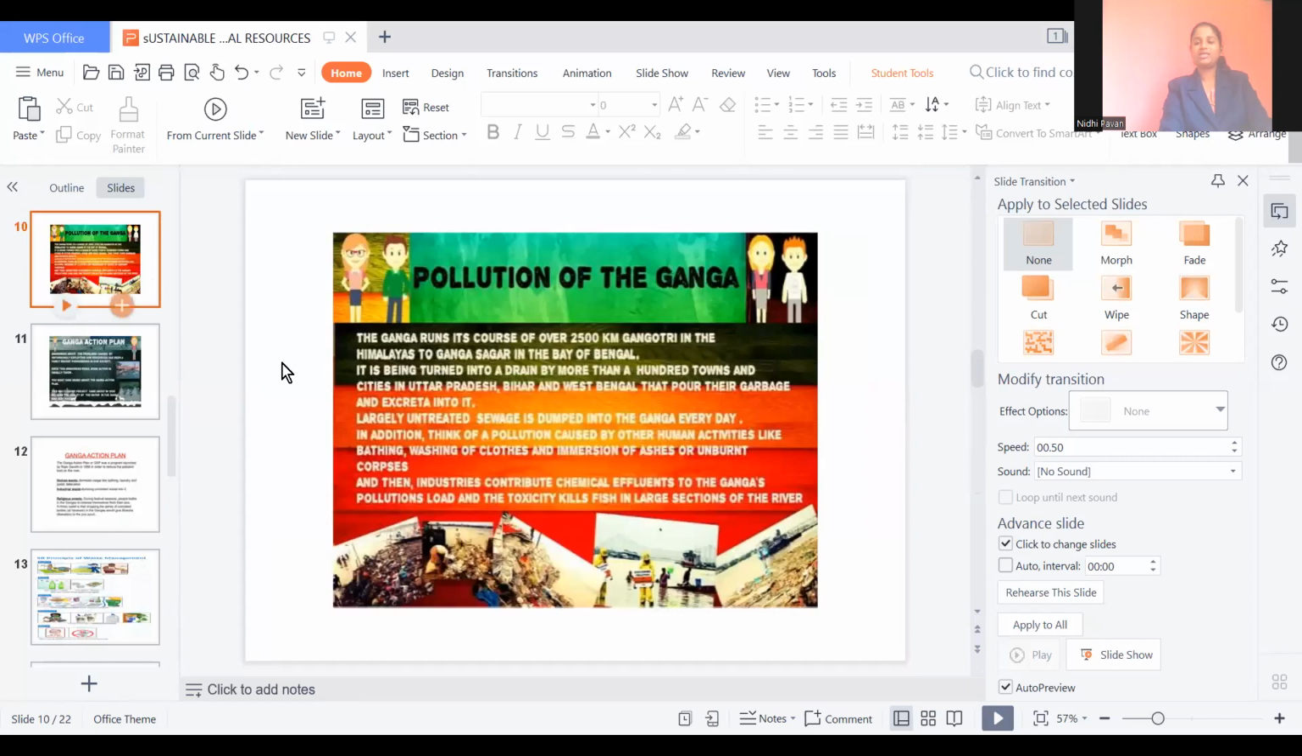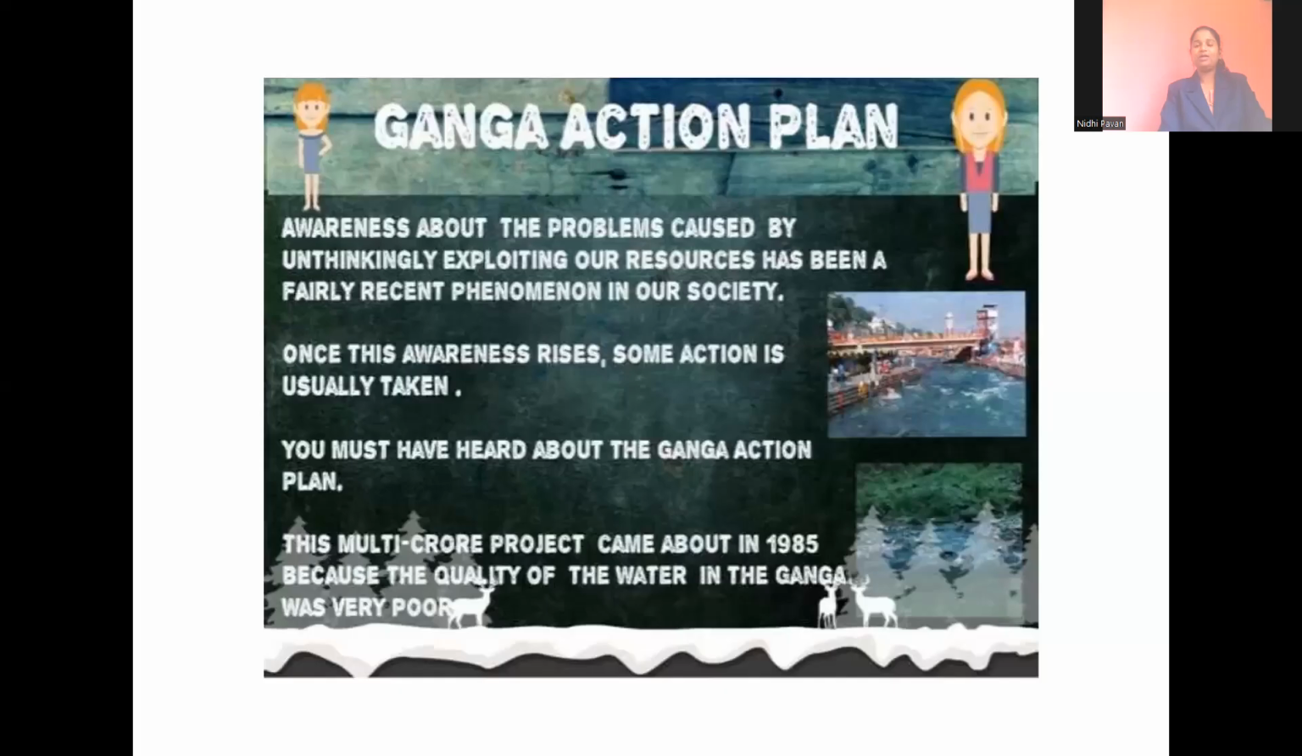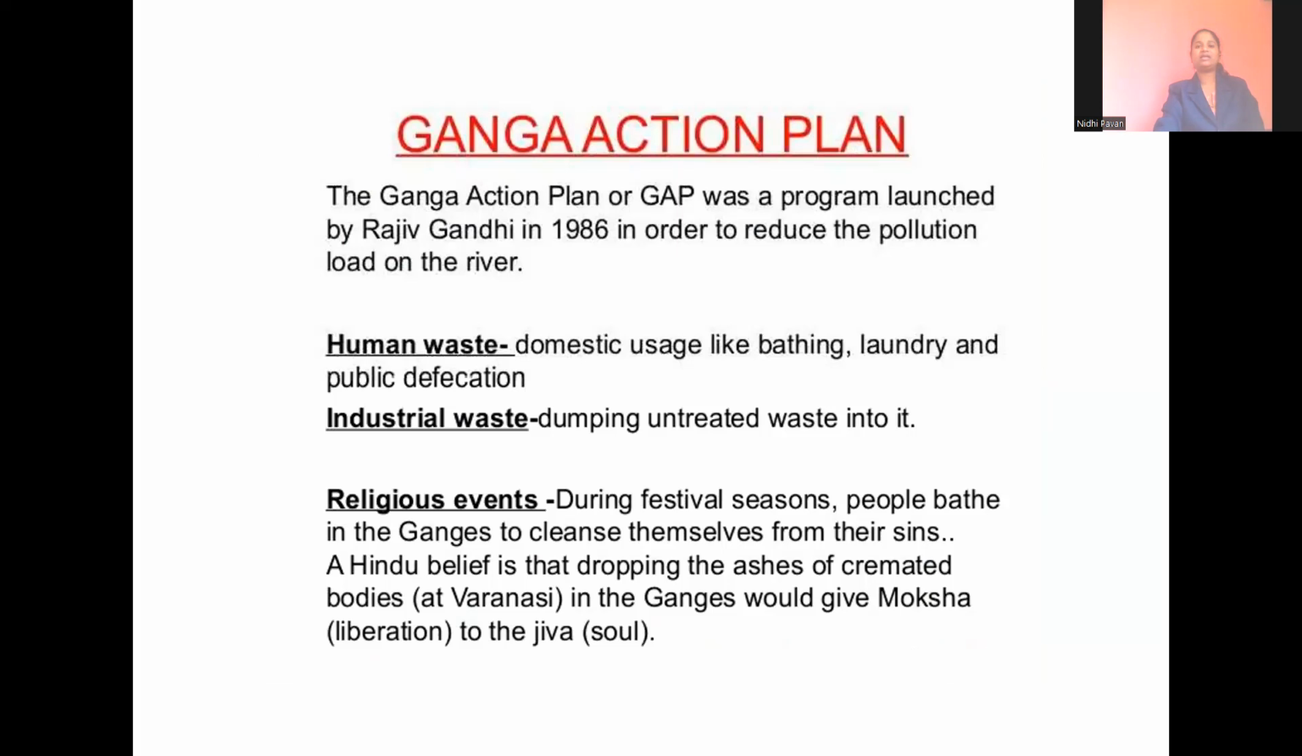We also discussed the Ganga Action Plan. The main focus here was that the Ganga river was polluted extensively by the industries, as well as by the dead bodies which were thrown into the Ganga, and the ashes which have been thrown into the Ganga. All these caused the pollution of the Ganga river, and the Ganga Action Plan came into existence in 1986, but it came into action in around 2014. So now Ganga is the cleanest river.